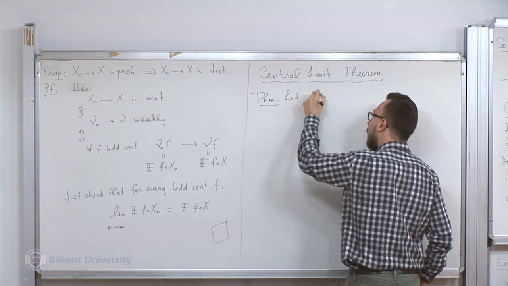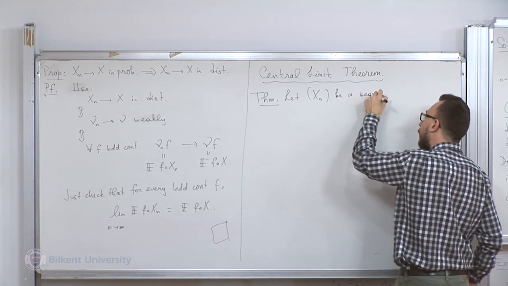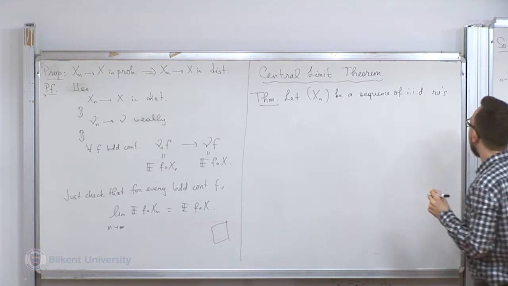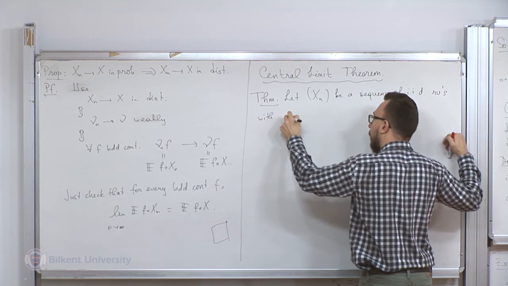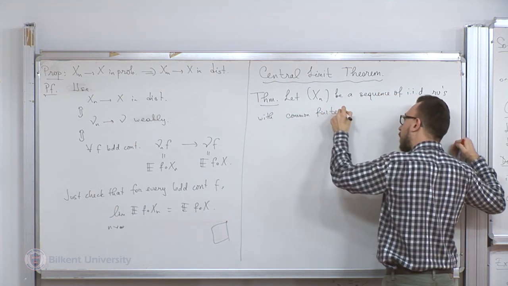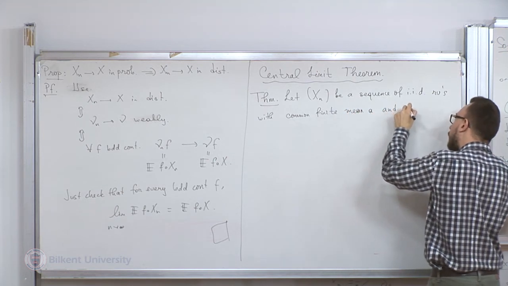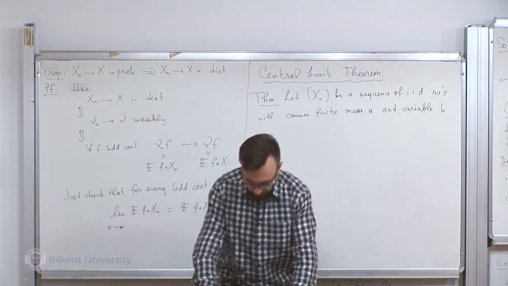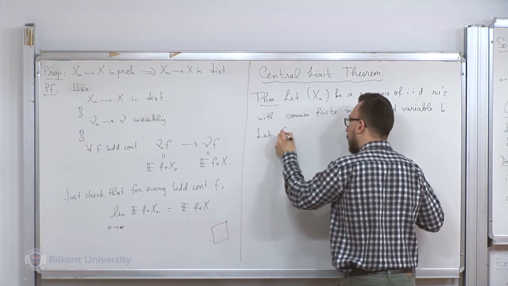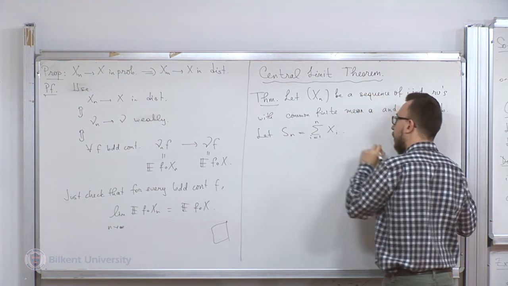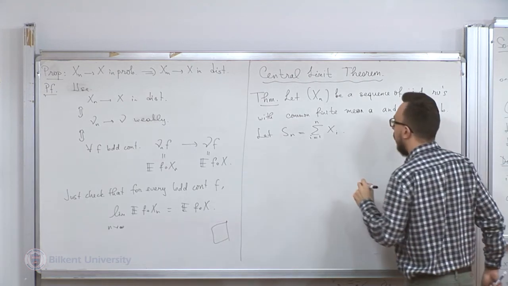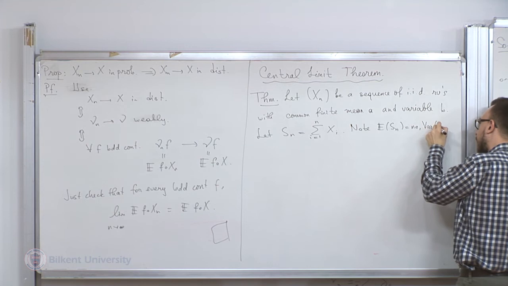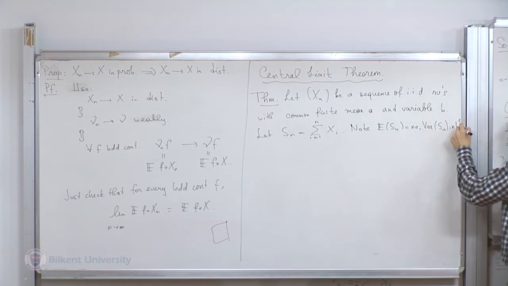So here's the theorem. Let Xn be a sequence of IID random variables. So it starts the same as the law of large numbers, with common finite mean A and variance B, which is also finite. So let's define Sn, the sum of the Xi's. So we know that the mean of Sn is n times A, and the variance of Sn is n times B. Sorry, B, n times B.